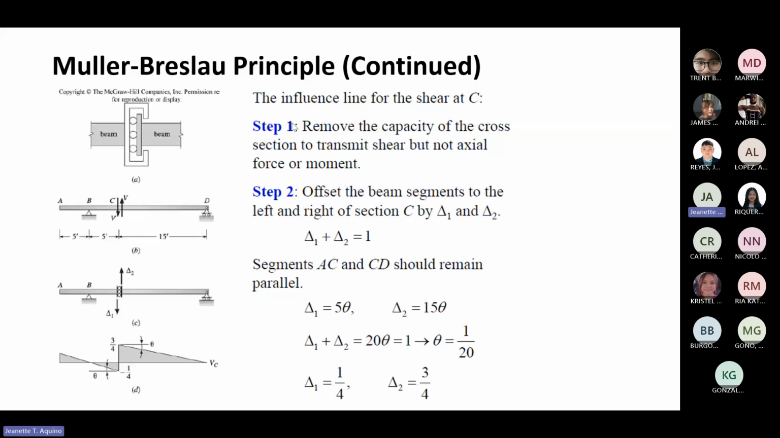For the shear, the step to find the shear at point C is to remove the capacity of the cross section to transmit the shear, but not the actual force. So we will remove the capacity of the shear here, and then move it down. On the left is down, on the right is up, and then offset the beam segments to the left and to the right of segment C by delta 1 and delta 2. Then delta 1 plus delta 2 equals 1.